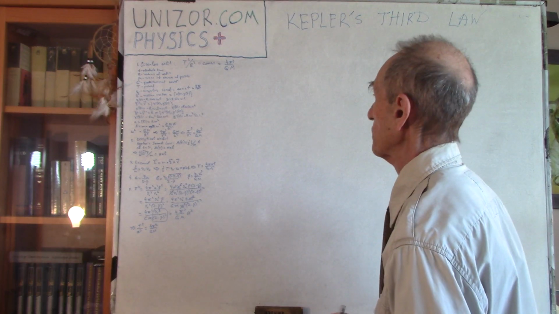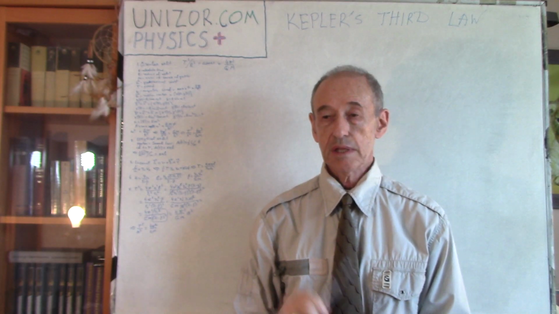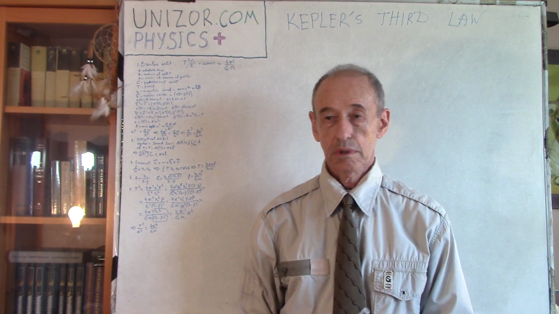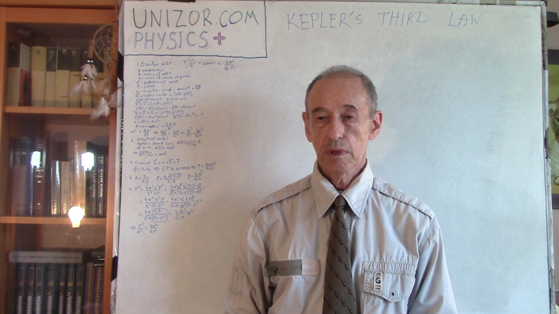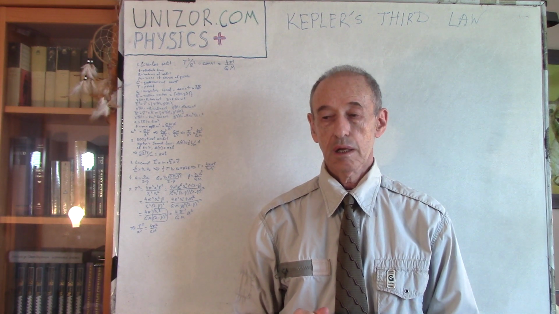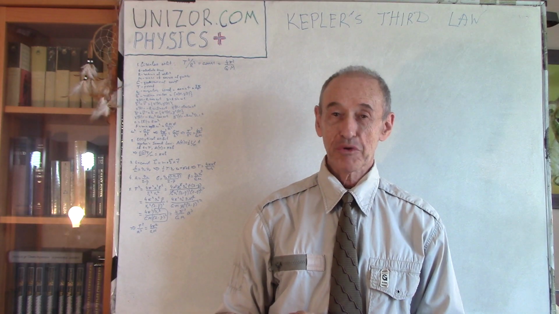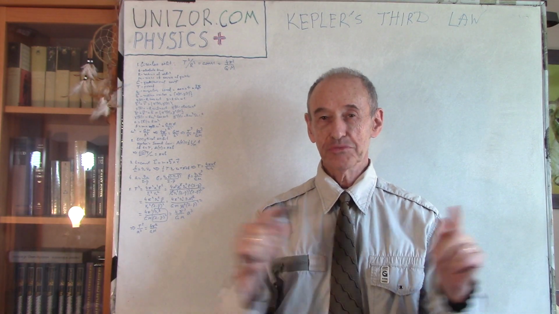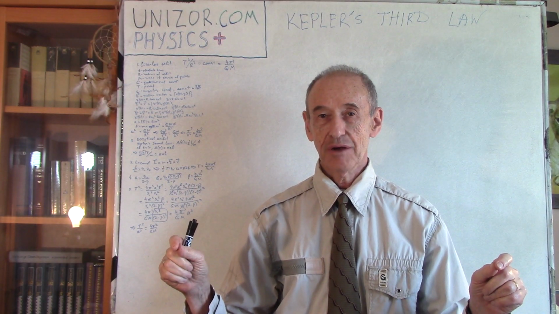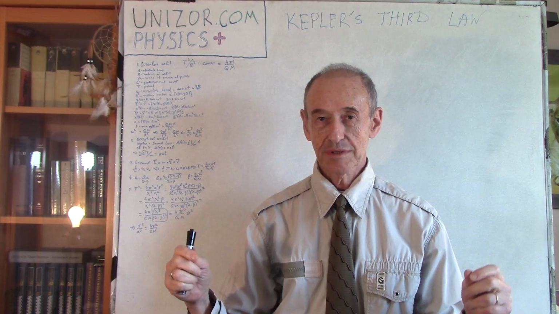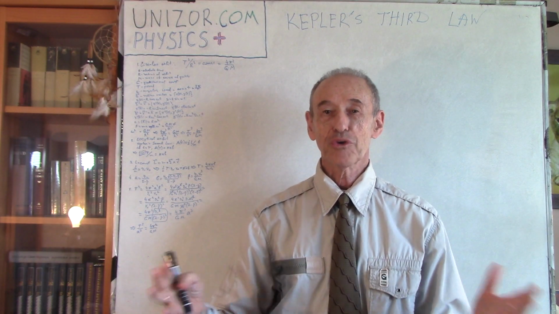Kepler's third law. Now, Kepler's third law states that the period of the planet circulating around the Sun, squared, is proportional to the cube of the semi-major axis of the ellipse of the orbit. But what's important is that the coefficient of proportionality is the same for all planets.